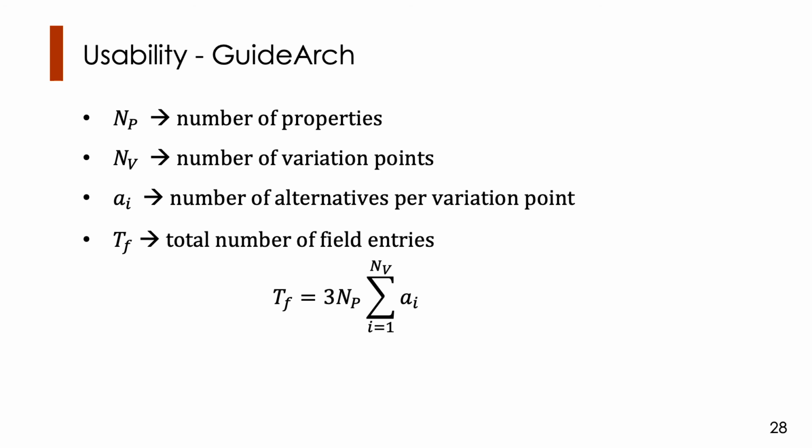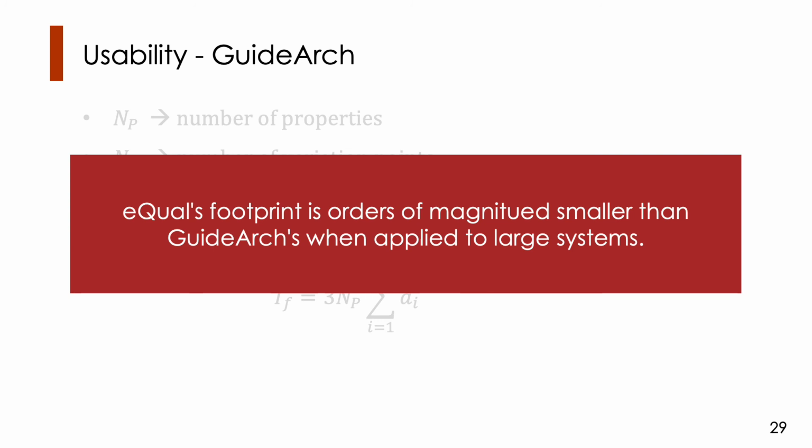And you can see for a relatively large system, and by large I mean having about 10 variation points and maybe 2 alternatives per variation point, not extremely big, but a relatively large system, eQual's footprint is going to be orders of magnitude smaller than GuideArch.